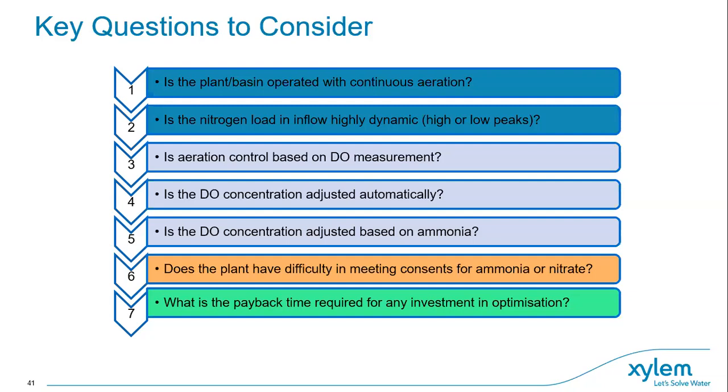And then finally, does the plant have difficulty in meeting consents for ammonia or nitrate? And when we look at that, is it a case of we're struggling to meet those consents because we don't understand what's coming in and subsequently can't control the plant? Or is it that we fully understand what's coming in, but we need to do some work on the plant to gain efficiencies and increased process treatment capacity in order to give the treatment requirements that are needed?